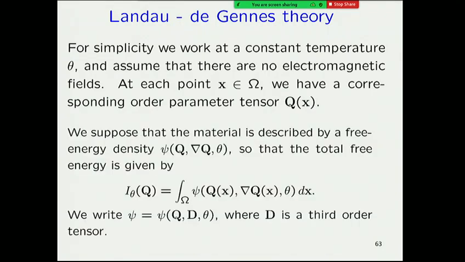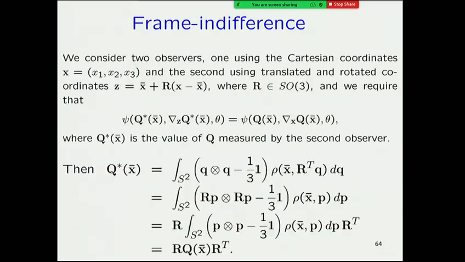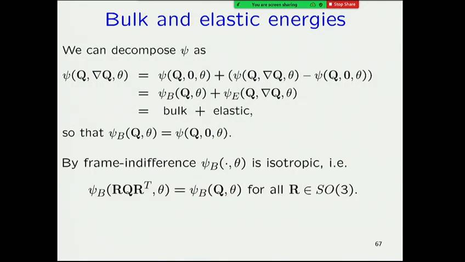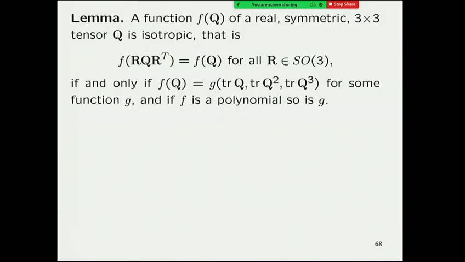And then we talked about the Landau-de Gennes theory, for which the free energy density depends on Q and the spatial gradient of Q. And then we showed that frame indifference and material symmetry impose some conditions. So we split the energy up into two pieces, the bulk energy, where we put the gradient equals zero, and the difference between the original energy and when you put gradient equal to zero, which is the elastic energy. And so the bulk energy has to be isotropic, so satisfy this condition here. It has to depend on the three invariants of Q.